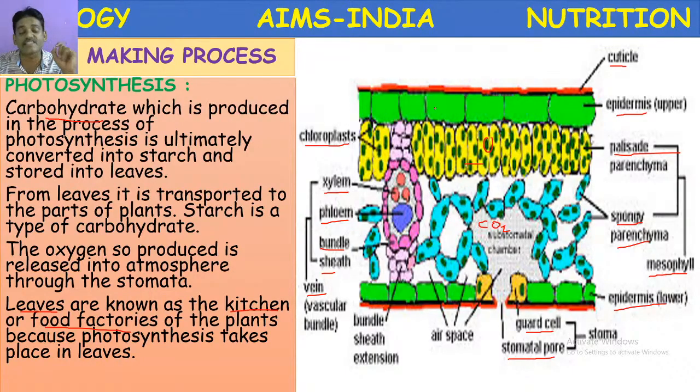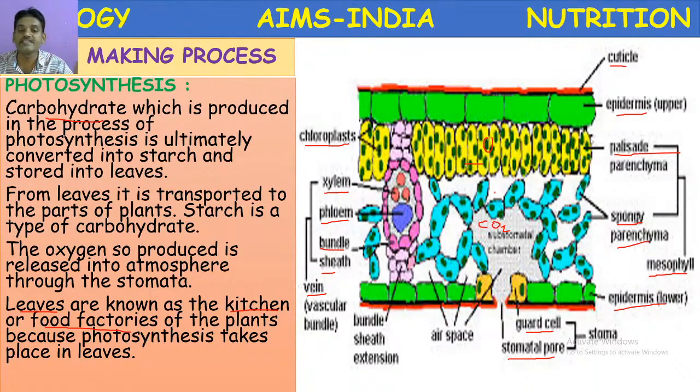In 1779, this scientist Ingenhousz proposed that green plants absorb carbon dioxide and release oxygen. Green plants absorb carbon dioxide and release oxygen. Carbon dioxide is used for photosynthesis and oxygen is the product.